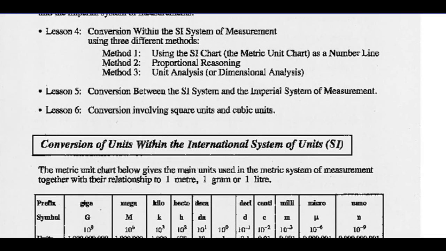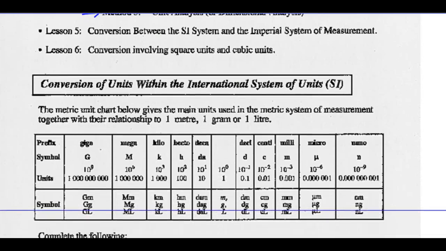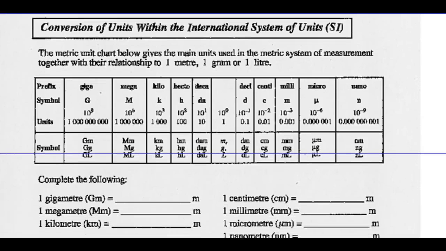This lesson we're going to convert within the metric system using three different ways of doing it. Our metric unit chart or number line, proportional reasoning, and unit analysis. So all three of those ways. Lessons 5 and 6 tell you what we're going to be looking at there: conversion of units in the imperial system of measurement. So we're going to talk about the metric system here.